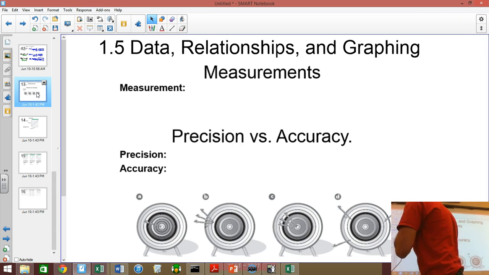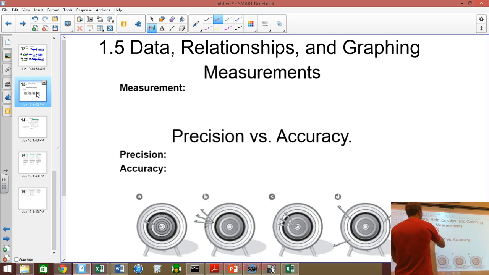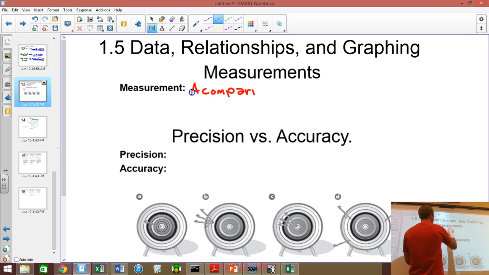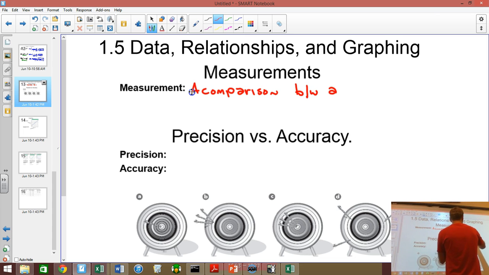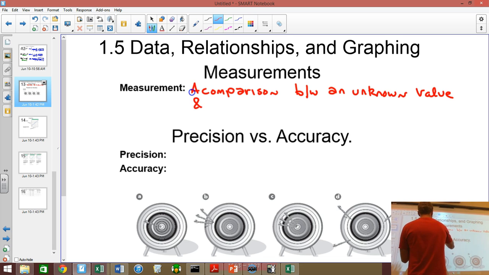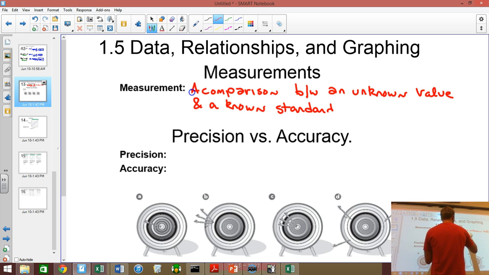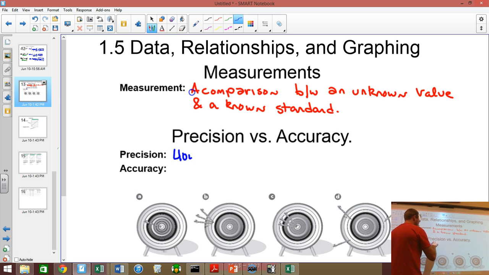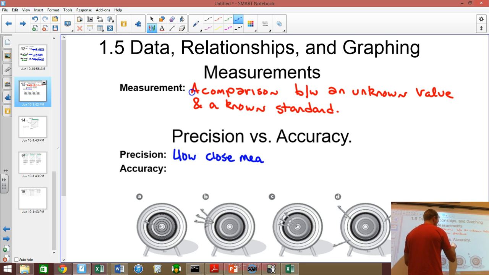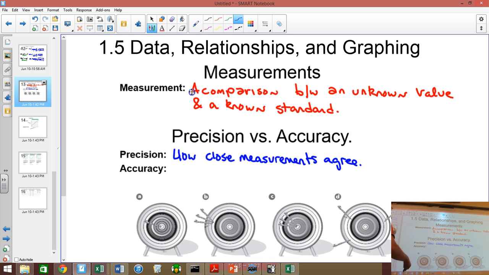What is a measurement? Whenever we measure something, it's a comparison between an unknown value and a known standard quantity. Precision: when you take measurements, precision refers to how close the measurements agree. Accuracy is how close the measurements are to the actual value.